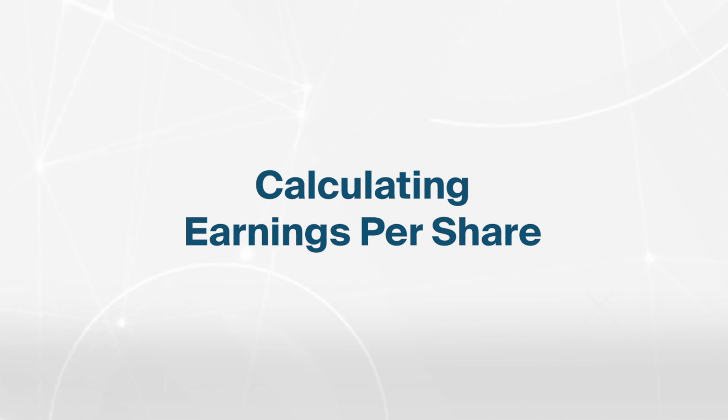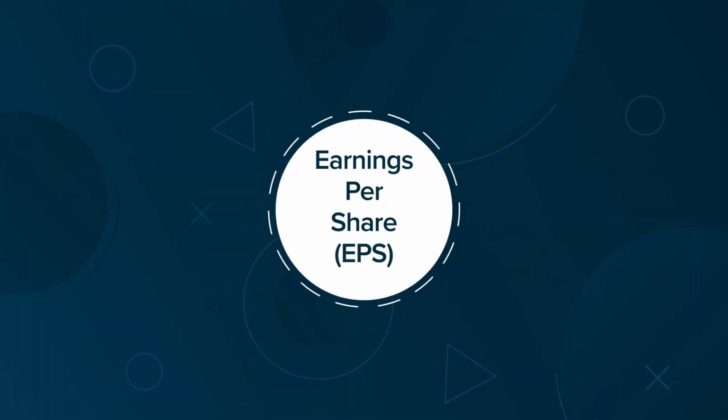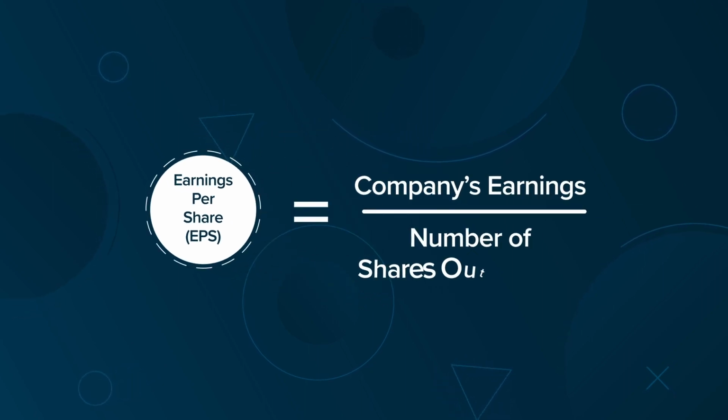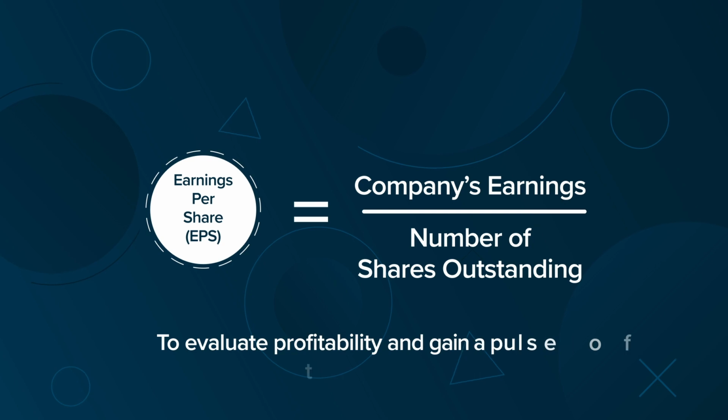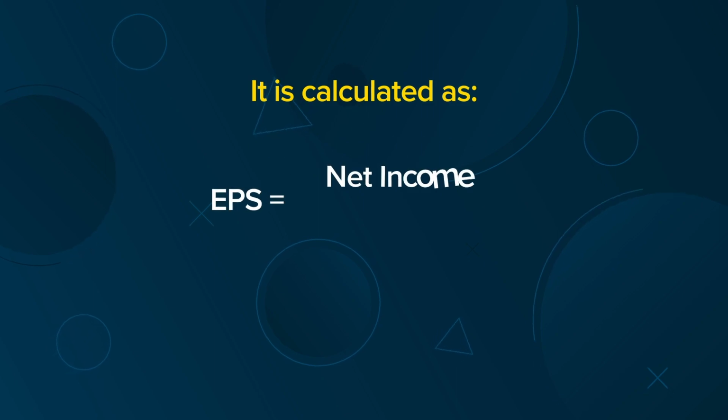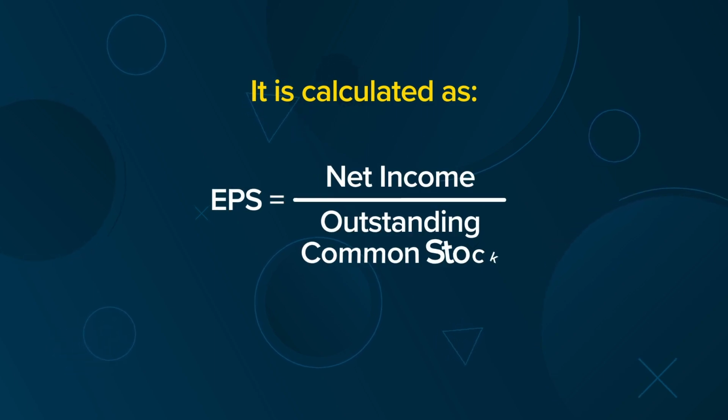In this lesson, we're going to cover earnings per share, or EPS. It is a ratio that divides a company's earnings by the number of shares outstanding to evaluate profitability and gain a pulse of the company's financial health. In its most basic form, it is calculated as net income divided by the shares of outstanding common stock.